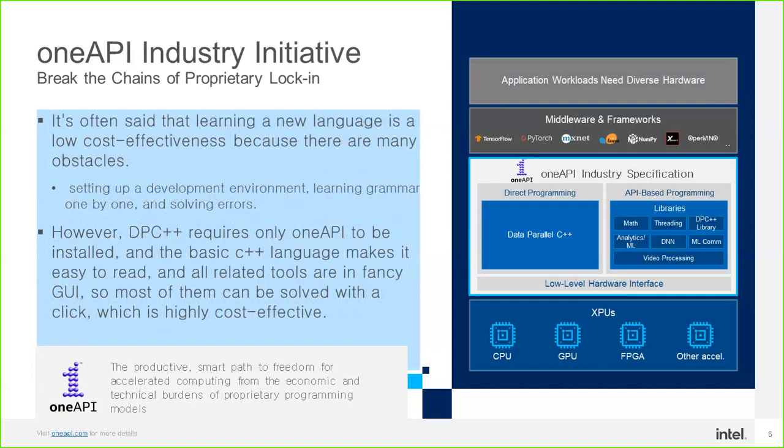And the related tools have a fancy GUI, so most problems can be solved with a click, which is highly cost effective. If there is no development environment on the computer, install the Visual Studio Community version. Non-profit institution researchers, students, or individuals can use it for free. The oneAPI installer automatically recognizes compilers such as Visual Studio 2017 or Visual Studio 2019 that were installed before oneAPI installation. At the end of the oneAPI installation, when you start Visual Studio and select the DPC++ console application type for a new project, the default code is also automatically generated.